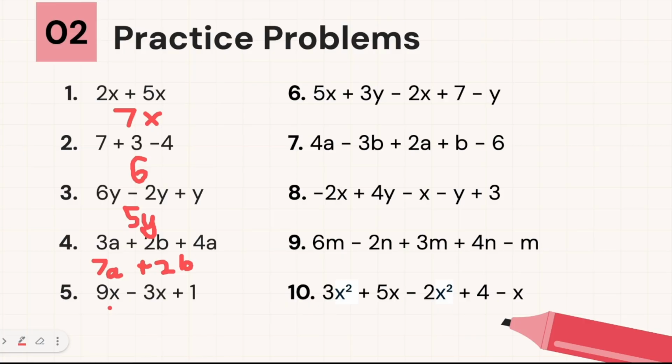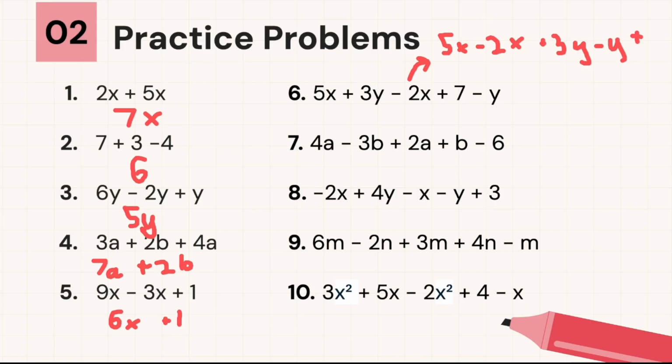And then over here we have 9x minus 3x plus 1. Once again, we group 9x and minus 3x. This would be 6x. And then we have our plus 1. Now for this expression, we could group our like terms together just to make it easier. So we have 5x and minus 2x as our first set of like terms. And then we have plus 3y minus y. And then we have our constant, which is 7.